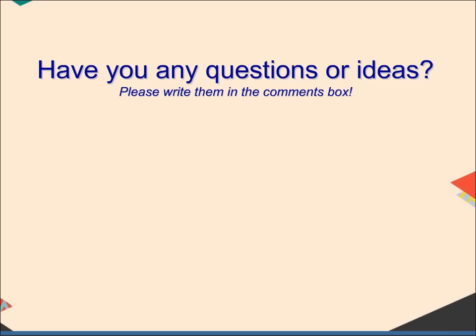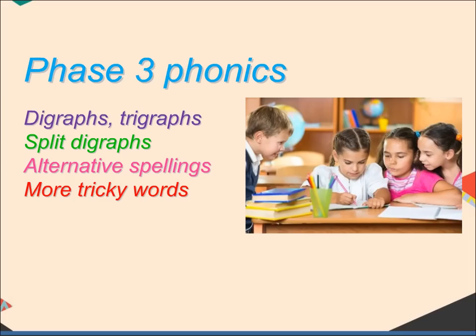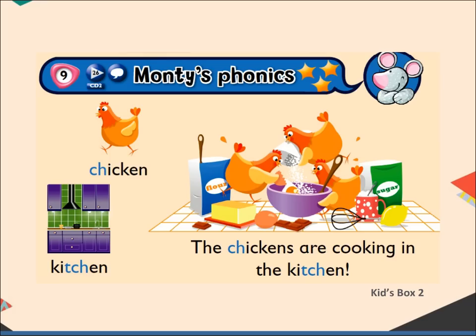So phase three phonics, we go into the digraphs and trigraphs and the split digraphs, more alternative spellings and more tricky words. And so I'm going to use this as an example. Here we have our chickens in the kitchen. The chickens are cooking in the kitchen, and you will see here we've got a digraph for this phoneme, which cannot be represented with a single letter. And we also have what is called a trigraph. You can see here the TCH, as in kitchen and match and which, are exactly the same phoneme as the digraph here. So children do need to learn that sometimes a letter sound, a phoneme, can only be pronounced by combining two letters, and that there are also three letters that make one sound.